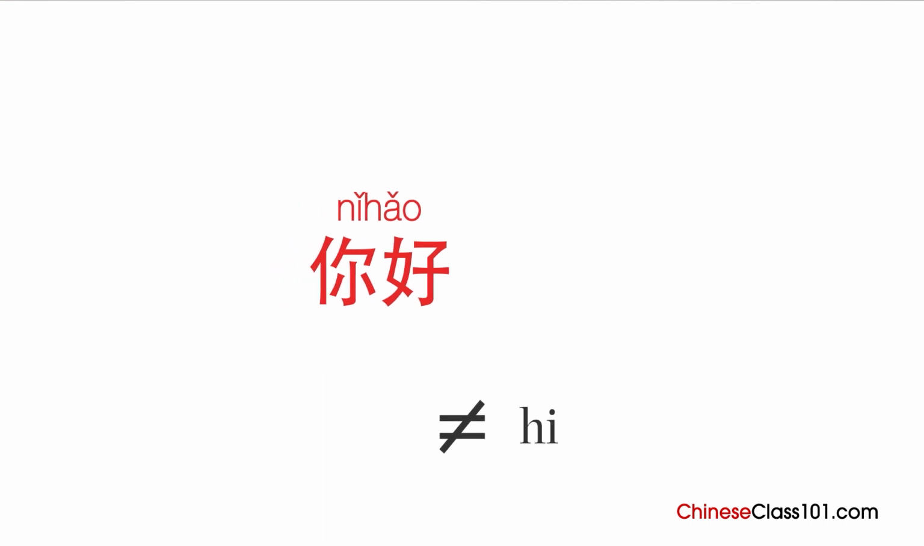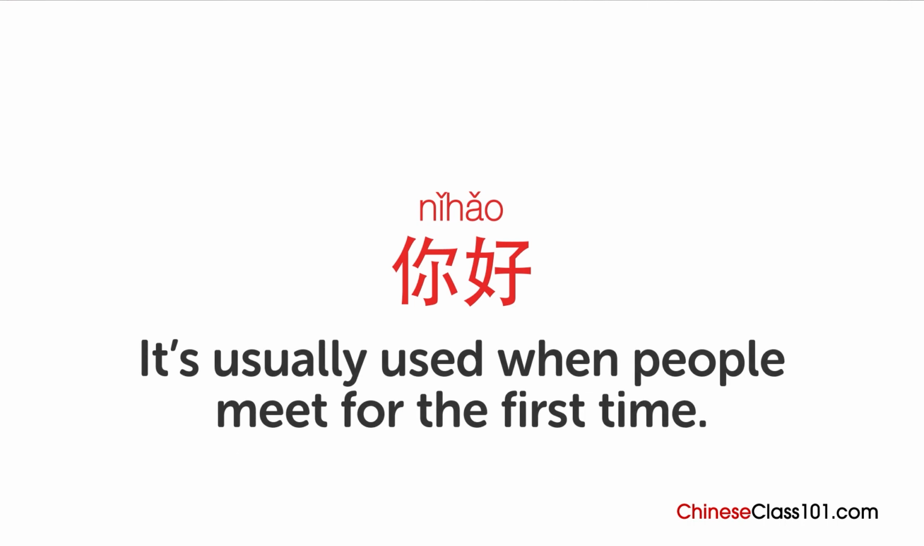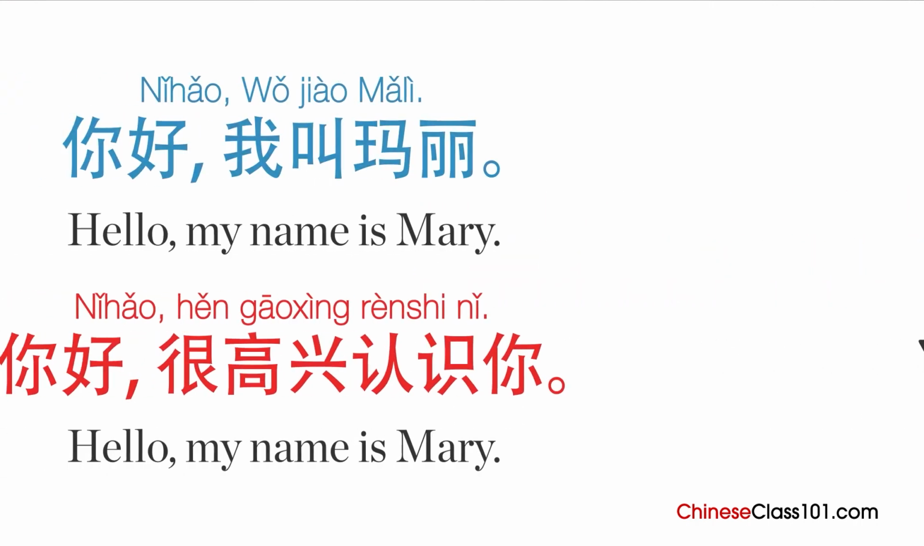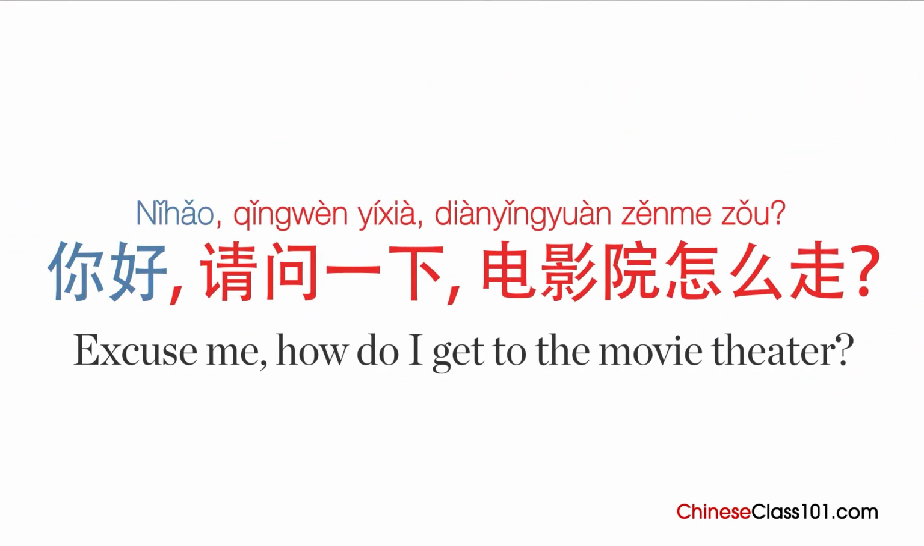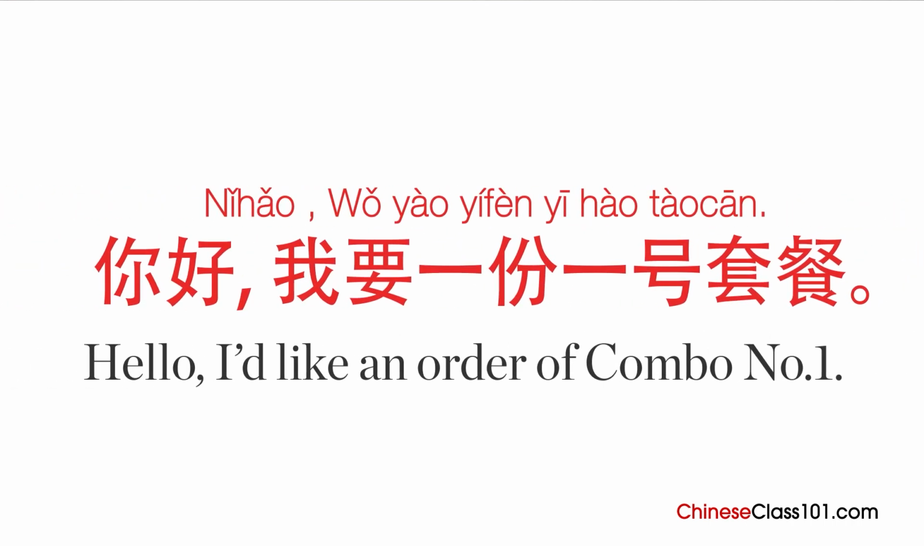Actually, they're not. 你好 in Chinese is a very formal greeting. It's usually used when people meet for the first time. You can use it in self-introductions such as 你好, 我叫玛丽. 你好, 很高兴认识你. Or you can use 你好 as a phrase to get a stranger's attention when you need to ask a question or favor. For example, you need to get to some place, so you may stop a passerby by saying 你好, 请问一下, 电影院怎么走? Or when you're ordering food in a restaurant, you may say 你好, 我要一份一号套餐.